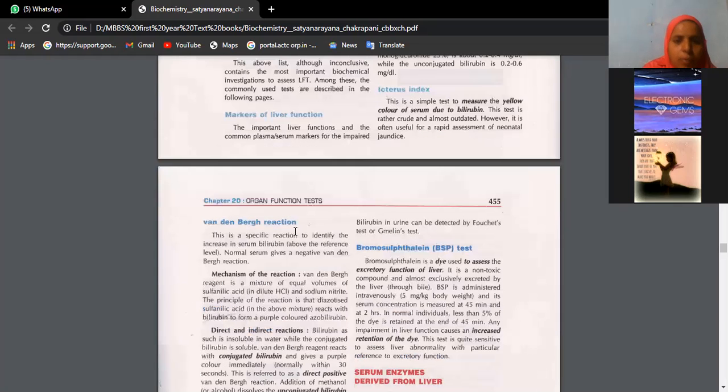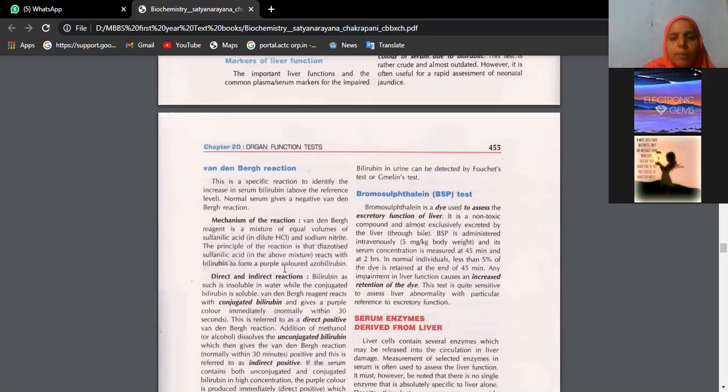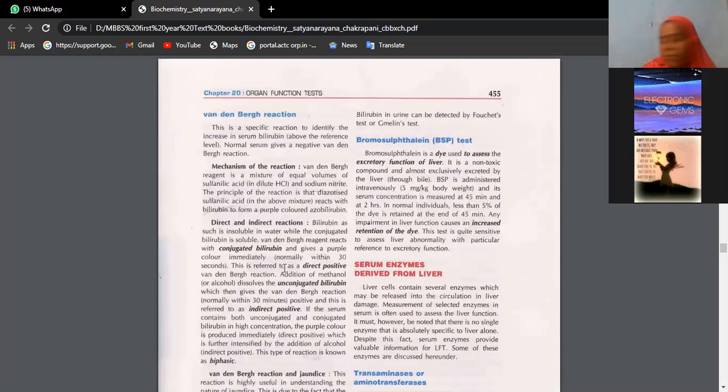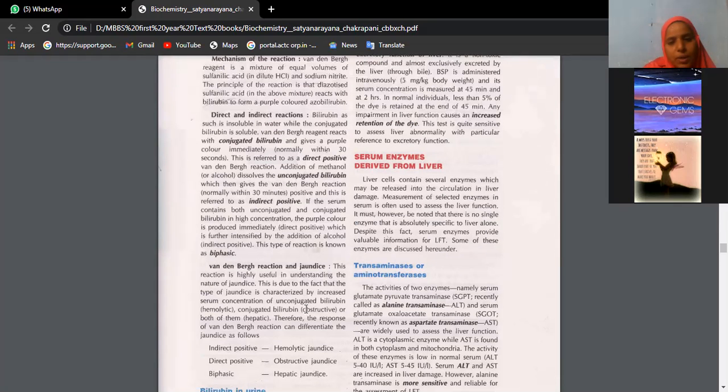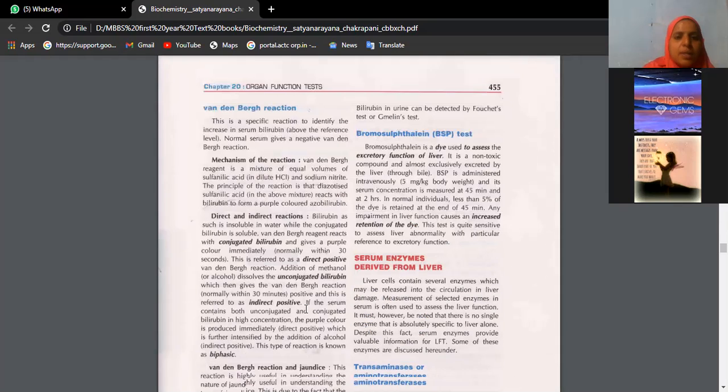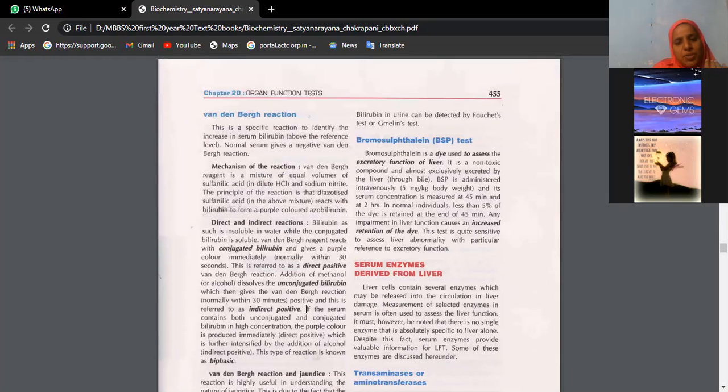Now coming to Van den Bergh's reaction. We have discussed this previously in detail. I told you we have three types of jaundice: hemolytic, obstructive and hepatic. So this is prehepatic, this is hepatic, and this is post-hepatic type of jaundice. In prehepatic jaundice, first of all you have to collect the patient's serum and then put in Van den Bergh's reagent.